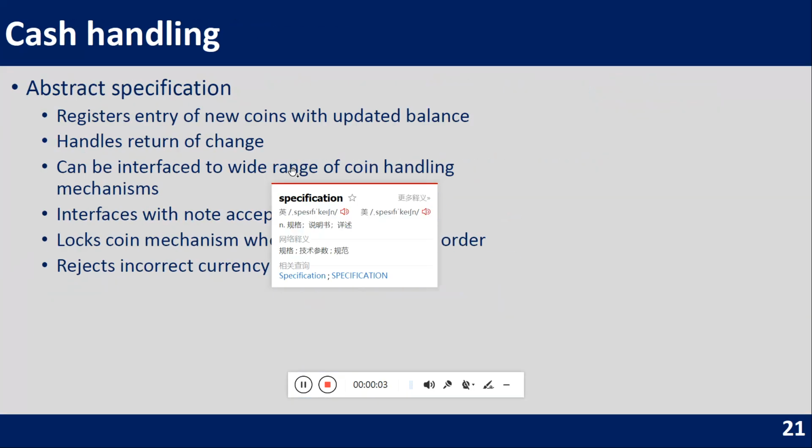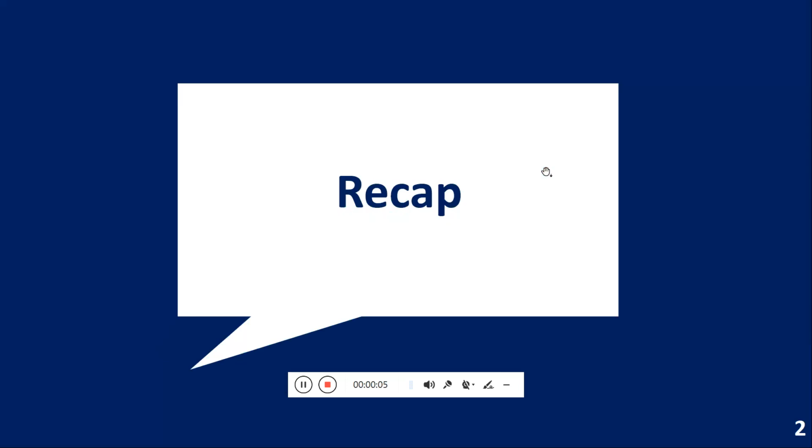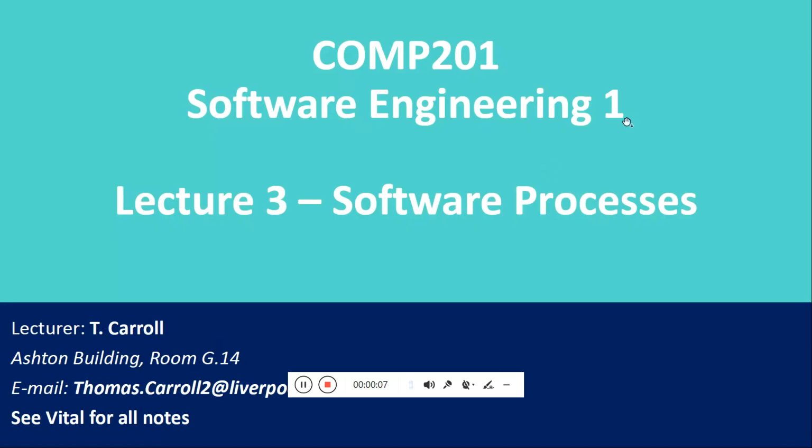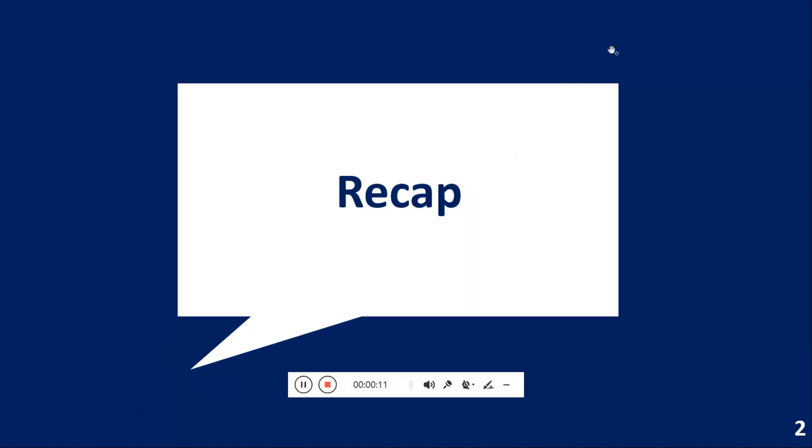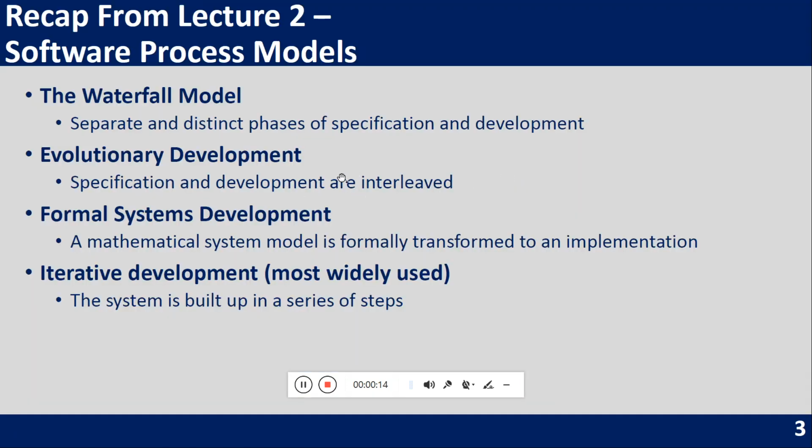Hi, today we are going to talk about software engineering lecture 3, the software process. And first, let's do some recap from lecture 2, where we introduced three software process models.